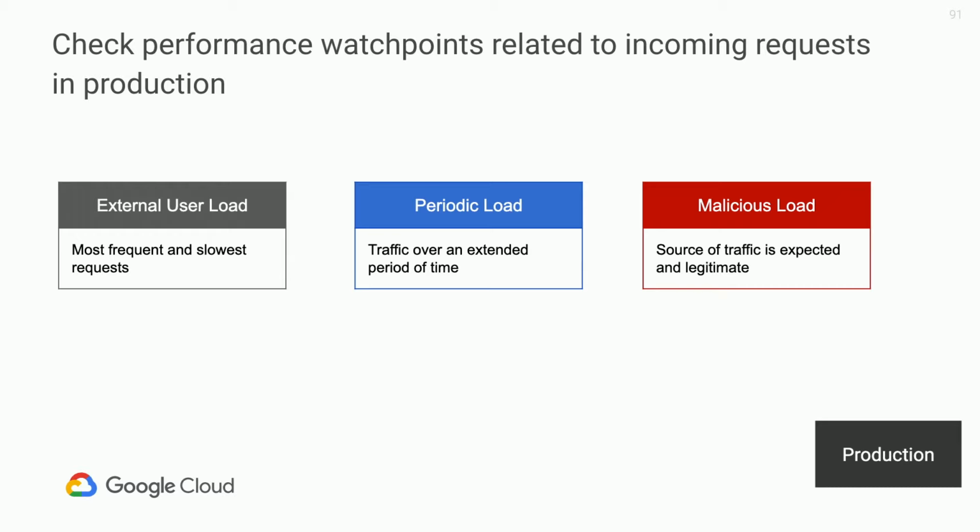The second is to look at the periodic load. Make sure any surge in your load is in relation to a business reason. For example, if you are having a big sale or promoting your product, you should make sure that each load makes sense and aligns with your business reasons. Finally, it's malicious load. So confirm that all load is expected and legitimate.